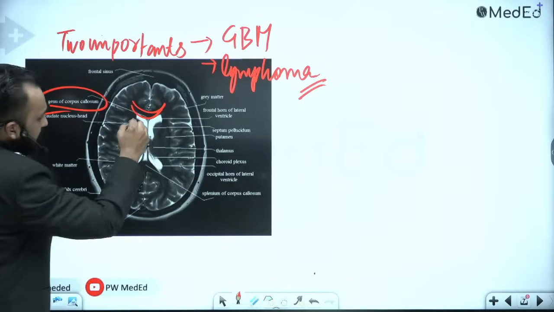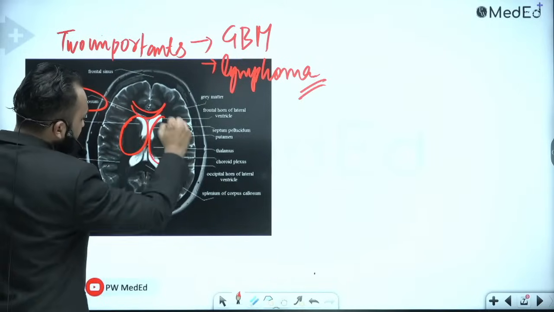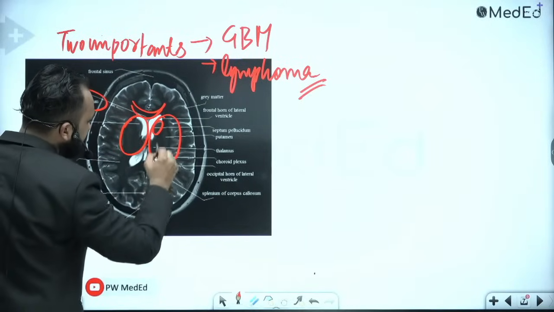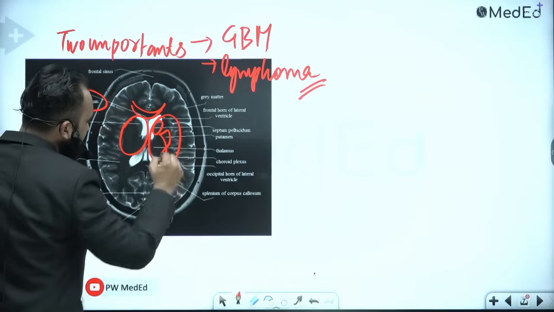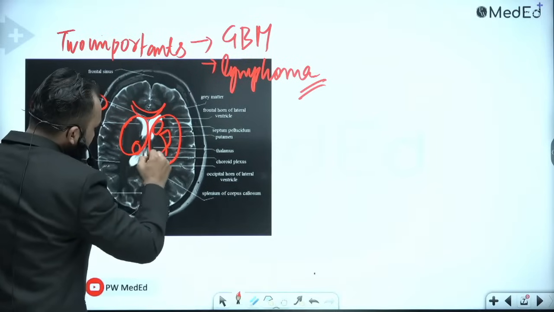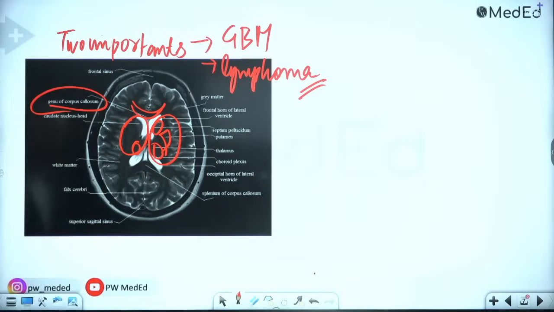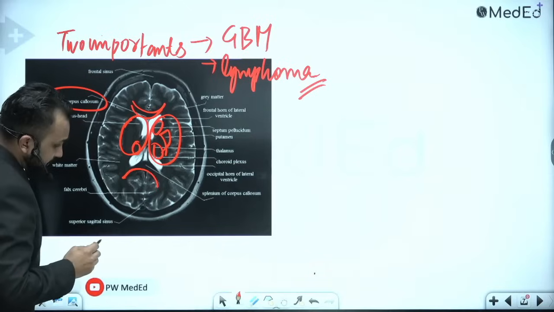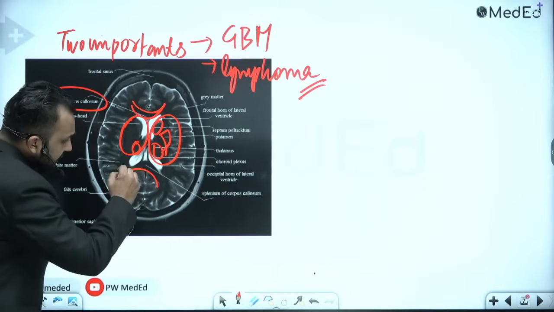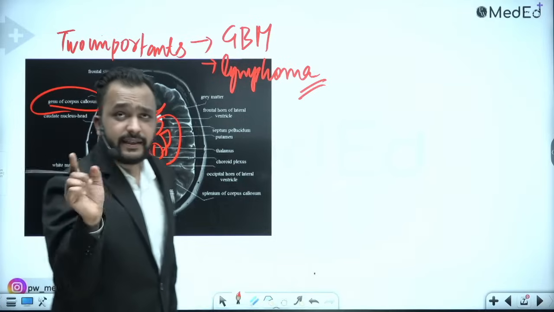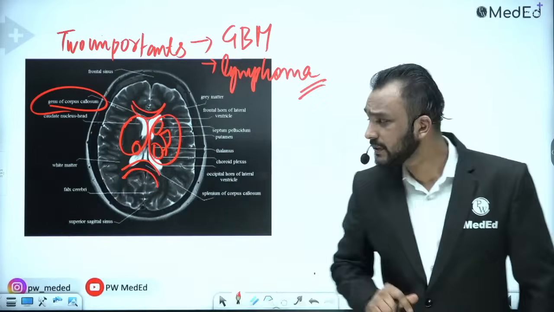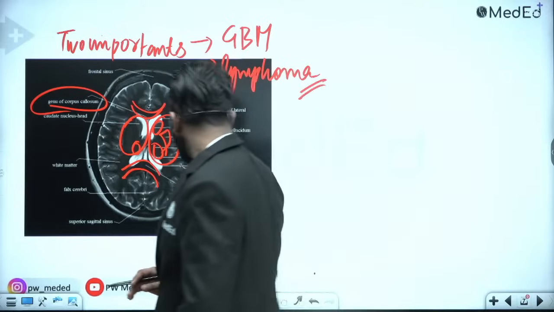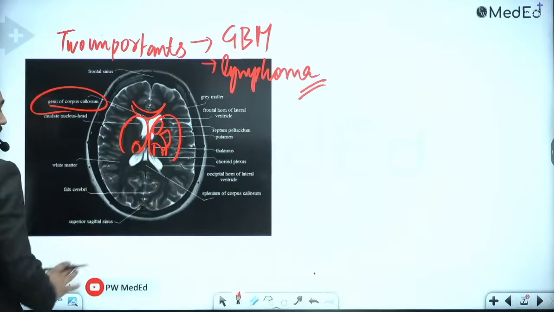This part is your basal ganglia, deep gray matter nuclei. This is the caudate nucleus. This is the lentiform nucleus. This is your thalamus. And posteriorly you can also see that this is the hypointense tract connecting the two cerebral hemispheres. This is the splenium of corpus callosum.